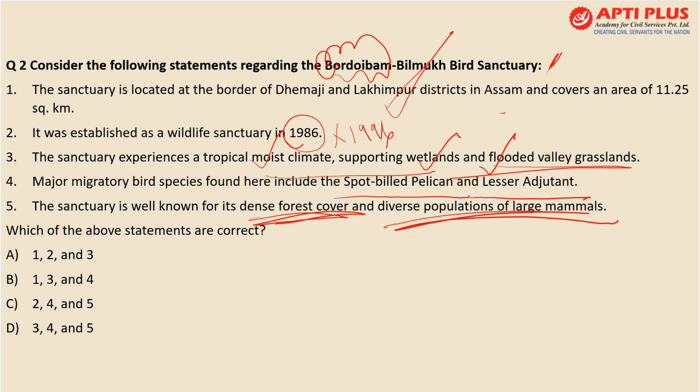With respect to the birds found here, spot-billed pelican and lesser adjutant, statement 4 is correct. However, there is an absence of dense forest cover and large mammals. So statements 1 and 5 are incorrect. So the answer will be B.